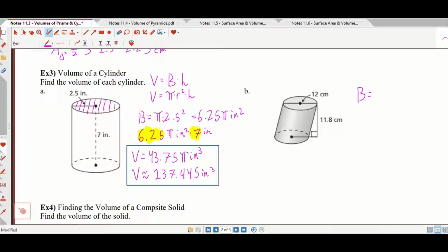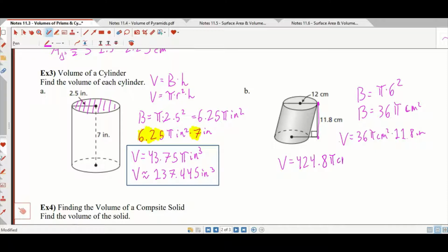Okay, let's find the area of the base. That's pi times radius squared. Since the diameter is 12, the radius is 6, which means that the base area is 36 pi centimeters squared. Now remember, the height is how far you'd fall if you fell off the top here, so the volume is 36 pi centimeters squared times 11.8 centimeters. So if you do 36 times 11.8, I get 424.8. So the volume is equal to 424.8 pi centimeters cubed.